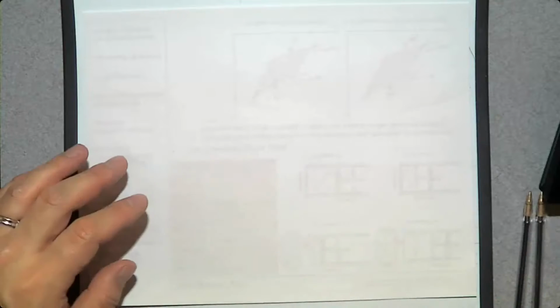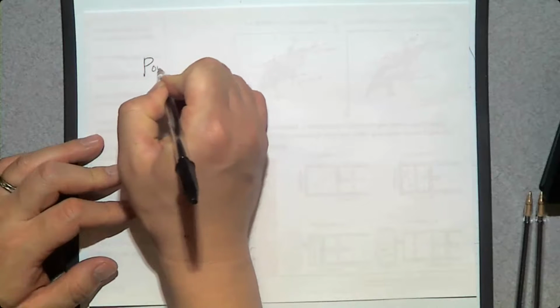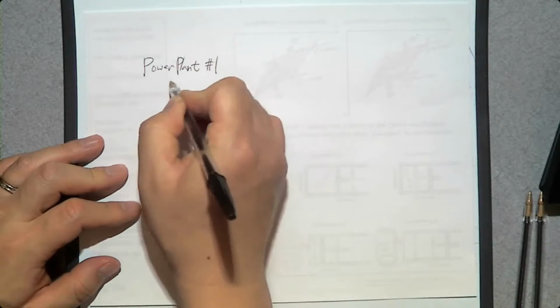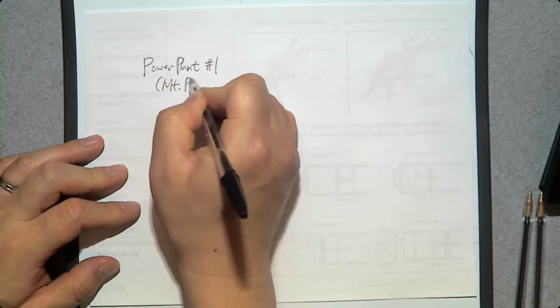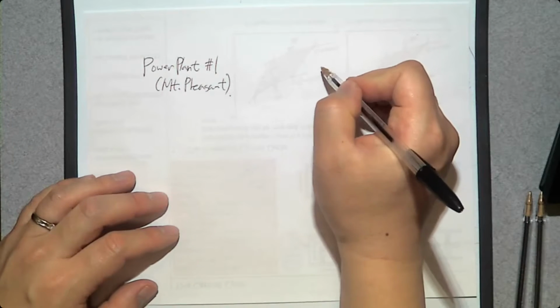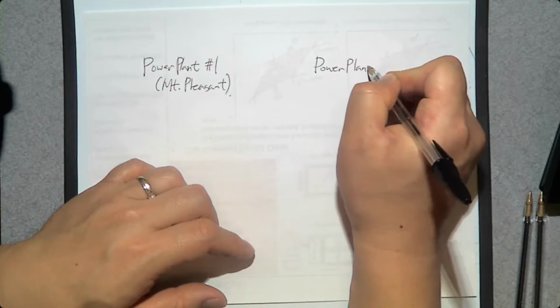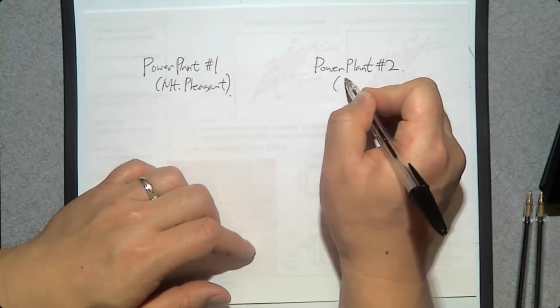So let's assume that you want to work for a power plant company. One more time, there are two power plants here. One power plant is producing electricity for Mount Pleasant. So there's power plant company number one, which is in Mount Pleasant. And there's another power plant company which is in Midland, Michigan. Power plant number two, Midland.